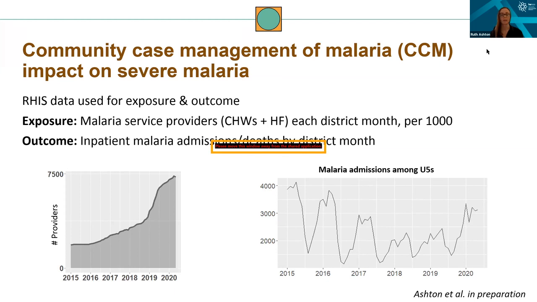So the figure on the lower left, you can see the change over time in the number of providers within Zambia. And then for our outcome indicator, we were looking at the inpatient malaria admissions and inpatient malaria deaths by district, by month from this period from 2015 to 2020. So we were making the assumption here that this inpatient data was representative of the severe malaria cases occurring in the community.